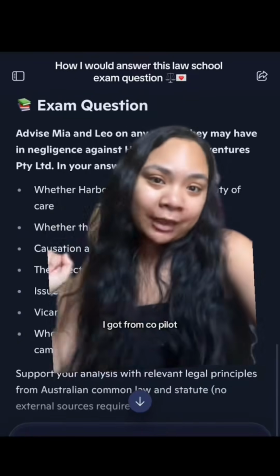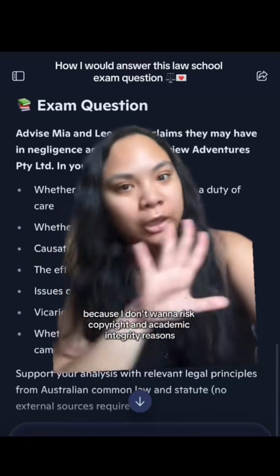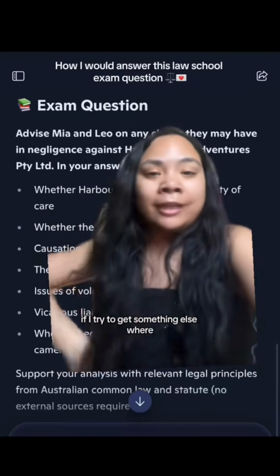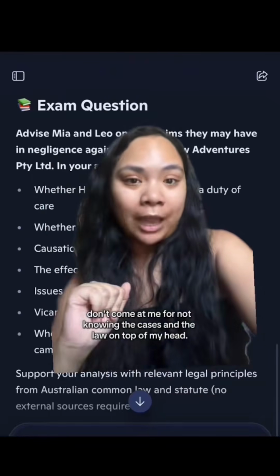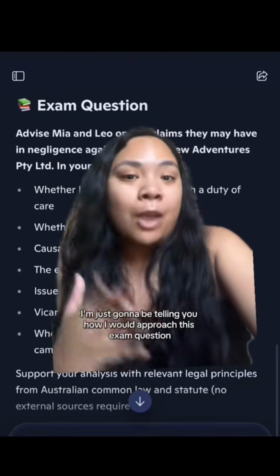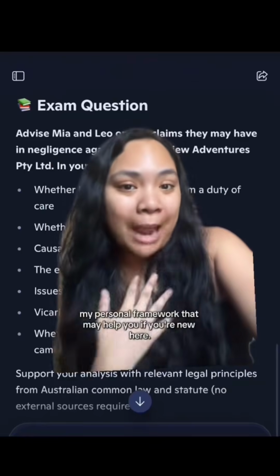I got it from Copilot because I don't want to risk copyright and academic integrity reasons if I try to get something elsewhere. Don't come at me for not knowing the cases and the law off the top of my head. I'm just going to be telling you how I would approach this exam question, my personal framework.